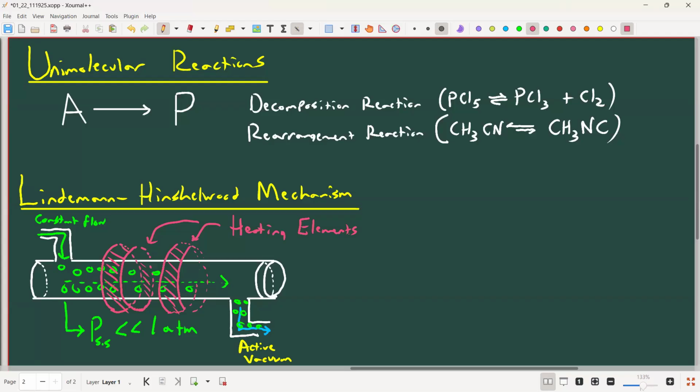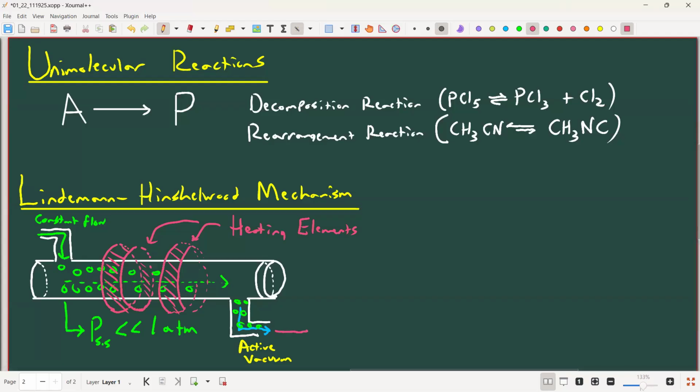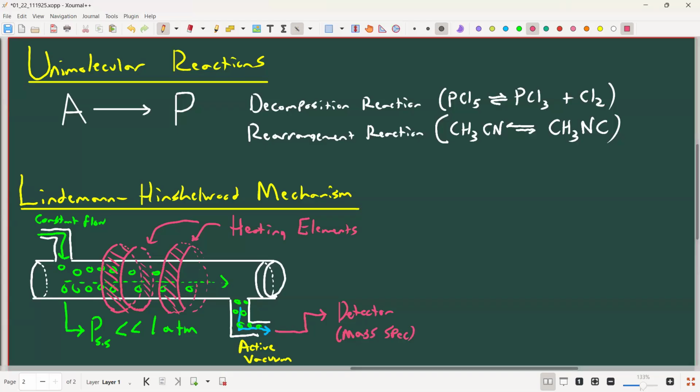And he might have a gas chromatograph or some detector over here that can detect the products. I'll make sure to add that. So this goes to a detector. A modern instrument would use a mass spec here. He might have used a gas chromatograph or a spectrometer or something like that. Lots of things.